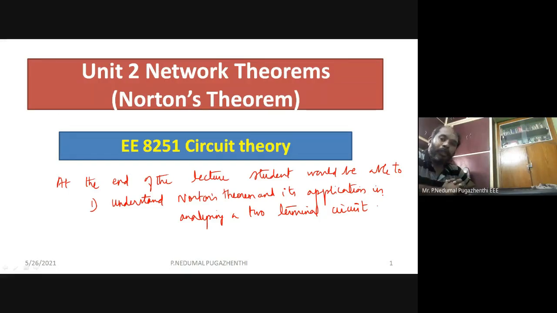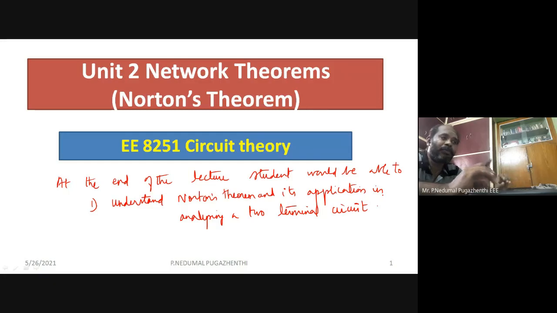So hopefully we will be discussing Norton's theorem today. It's a continuation of the discussion regarding the network theorems. We have already come across two theorems: one is superposition and the other one is Thevenin, followed by this Norton's theorem. And somehow Norton and Thevenin are related. We will see that also.